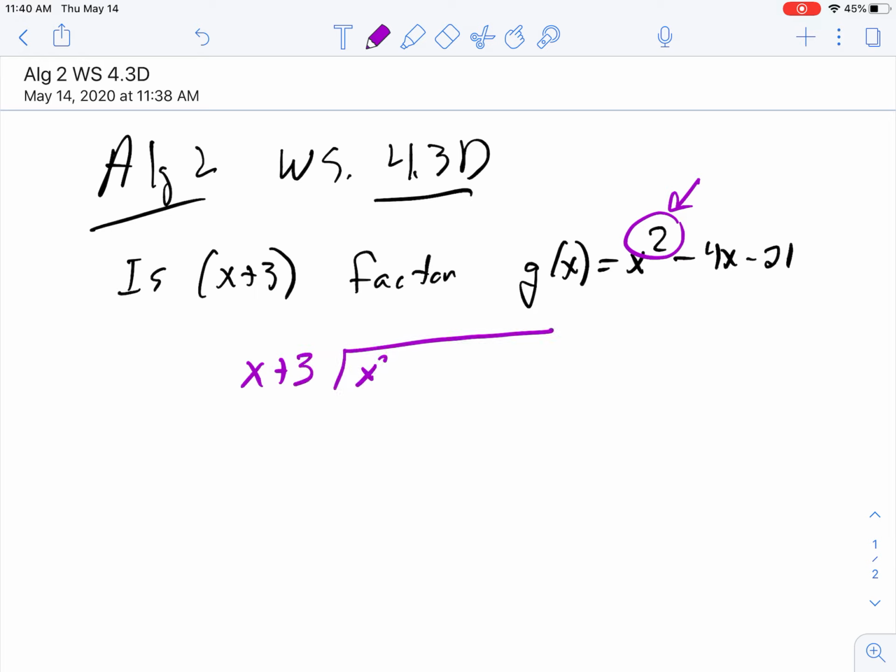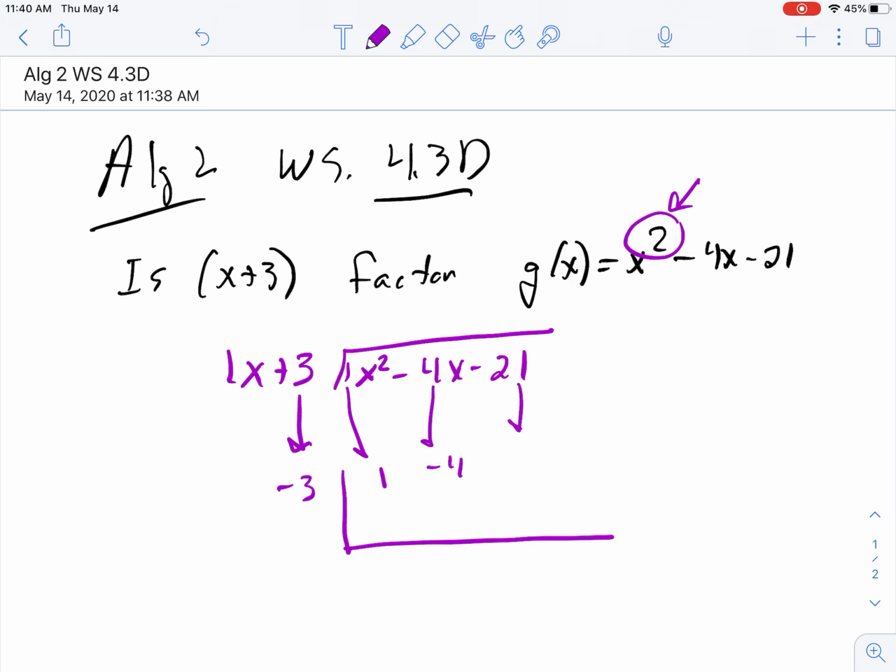So we can go x plus 3 into x squared minus 4x minus 21. Since there's a 1 here, we can do synthetic division. So change your signs. You have, bring down the 1, negative 4, and negative 21, and then begin. So this one comes down, multiply that by that, negative 3, negative 7 times negative 3, 21, and you get a 0, so the answer to that is yes.